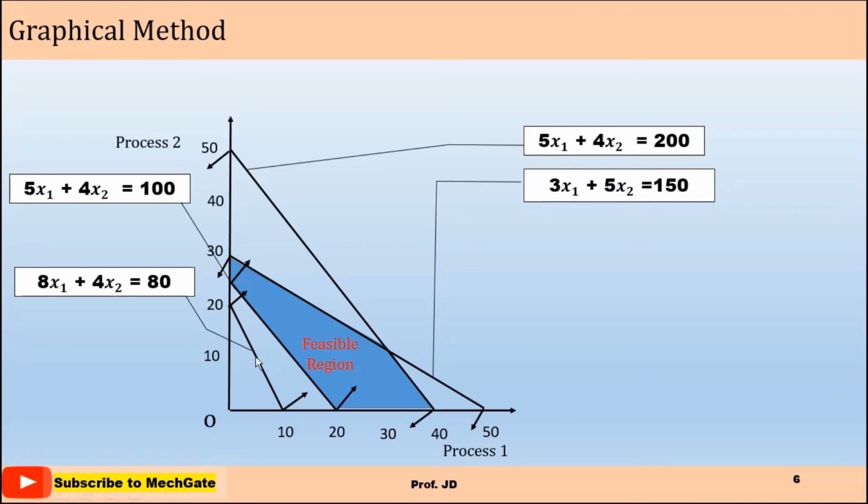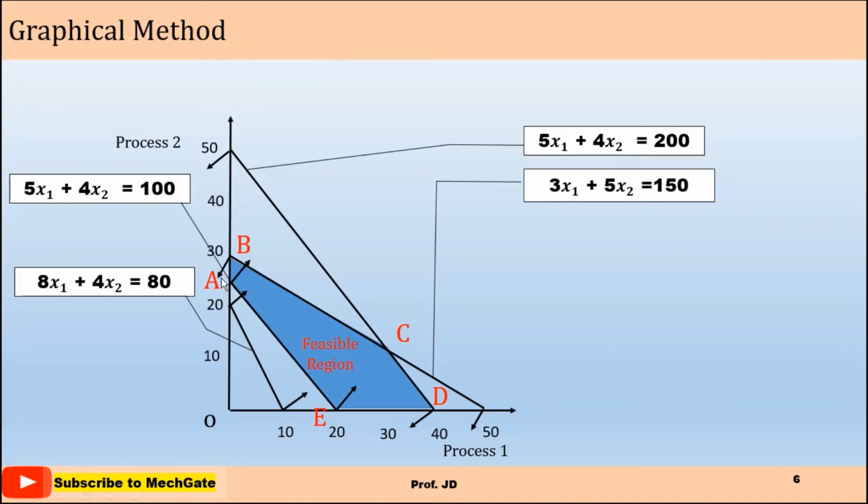Adding or removing a redundant constraint does not affect the optimal solution. If you remove or add this, it doesn't affect the optimal solution because it is not used to form the feasible region, right? So this is our feasible region and this is the redundant constraint. So mark all the corner points of the feasible region A, B, C, D, E, right?